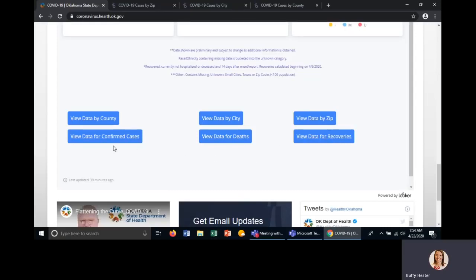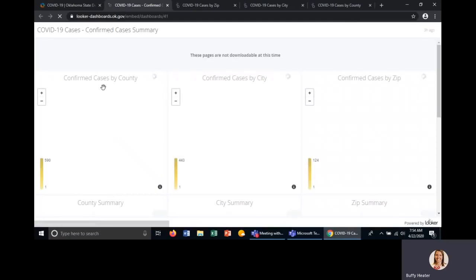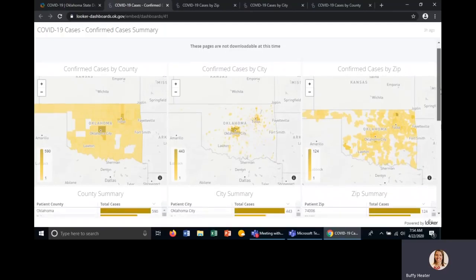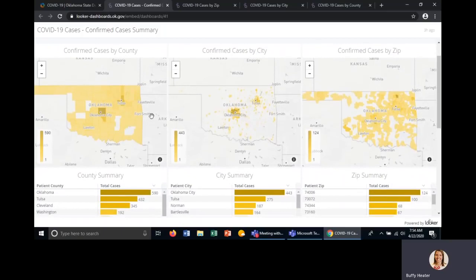If you were wanting to look only at confirmed cases, but looking across all 3 geographic areas for cases by county, cases by city, and cases by zip, you could click on that blue tile and it would bring you to this visualization. Notice that these are all cases. All maps are shown in gold, so this is case level information only, but now you have it displayed in 3 different geographic levels.